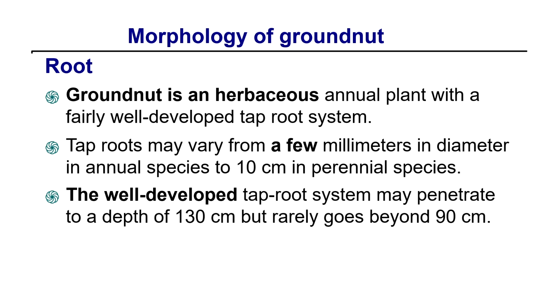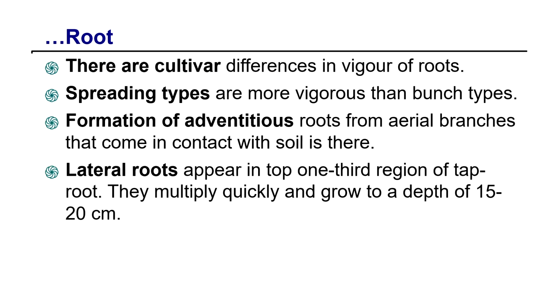Taproots may vary from a few millimeters in diameter in annual species to 10 centimeters in perennial species. The well-developed taproot system may penetrate even up to 130 centimeters depth in the soil, and it rarely goes beyond 90 centimeters, meaning most of the roots are confined in the upper part of the soil. There are cultivar differences in vigor of roots. Spreading types are more vigorous than bunch types. In bunch type groundnut, the root growth is less.